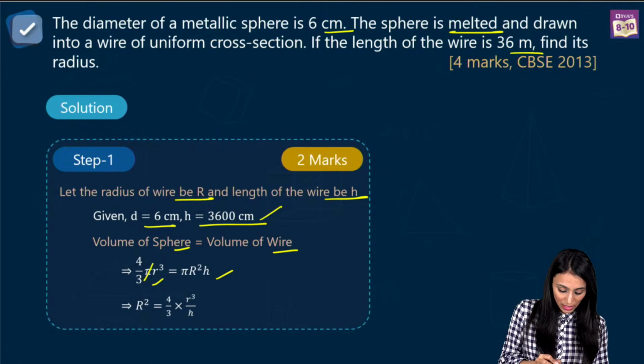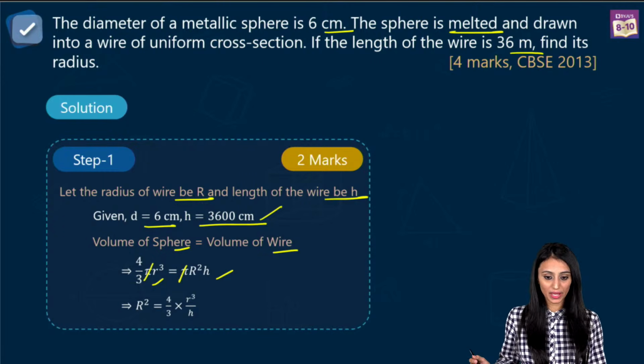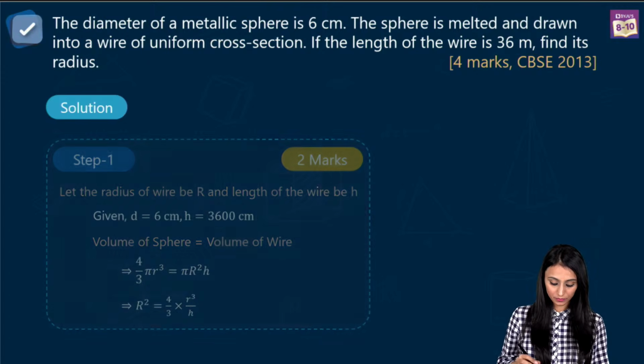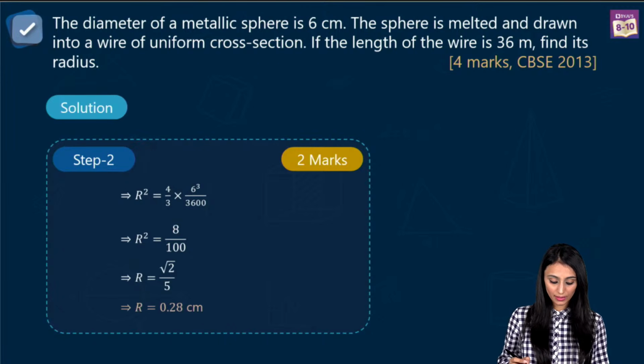We are just using the formulas. So here this pi gets cancelled, right? R square would be equal to what? 4/3 into r cube by h. Let's take everything else on the other side. Now all you need to do is put the values. 4/3 into 6 cube by 3600, you get 8/100. That would be √2/5, which is 0.28 centimeters.